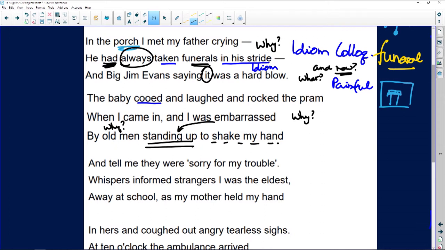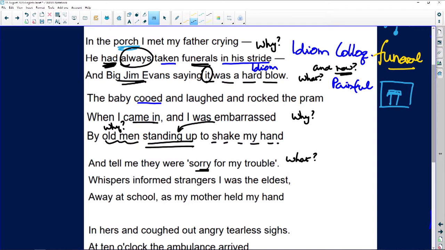And they tell me they were sorry for my trouble. So you say, what trouble? So we've got more than one person clearly saying sorry: Big Jim Evans saying it's a hard blow, saying he's sorry, and these old men who are there. And then you also say, why are they there?